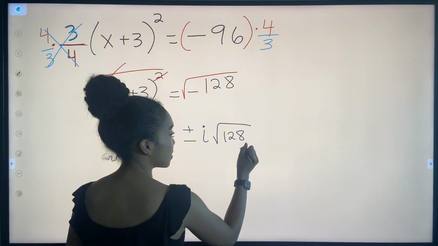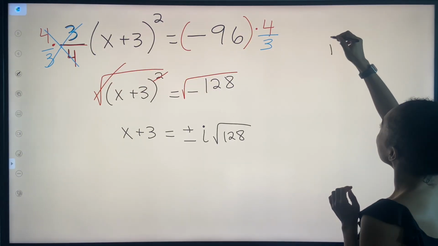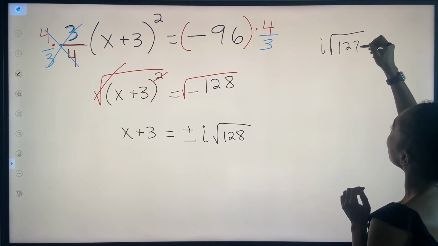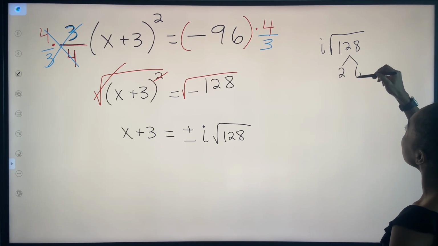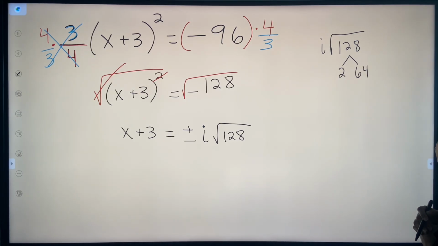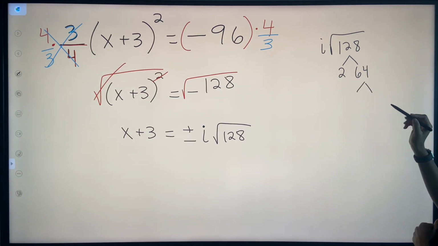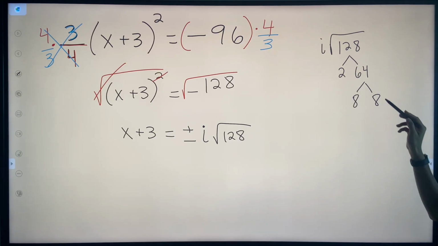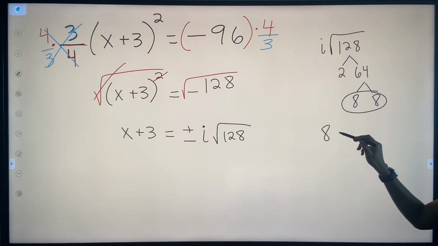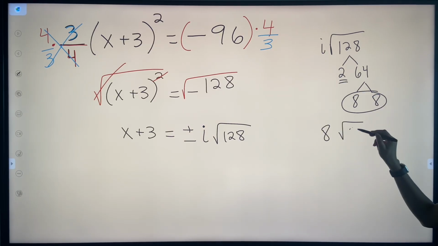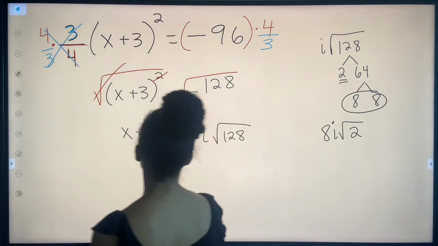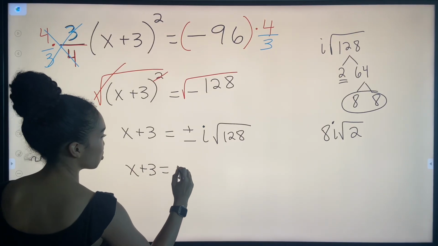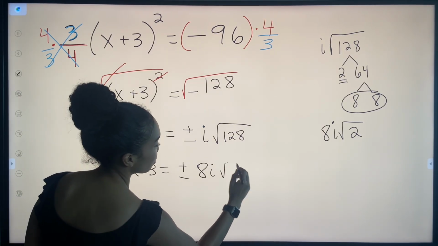So let's go ahead and break this down. I'll do my math over here. Let's break down this square root of 128. I know that 2 times 64 is 128. 64 can be broken down into 8 times 8, and I can stop there. This is a pair, so that will go outside, and this is by itself, so that's just a 2. And don't forget this i on the outside. So that means this is x plus 3 equals plus or minus 8i square root of 2.